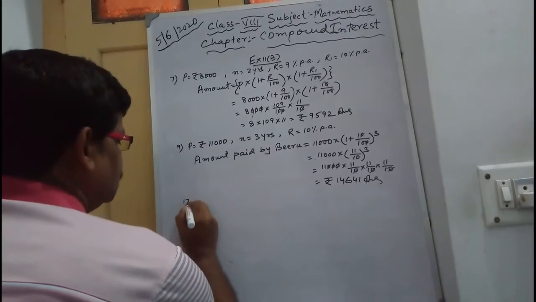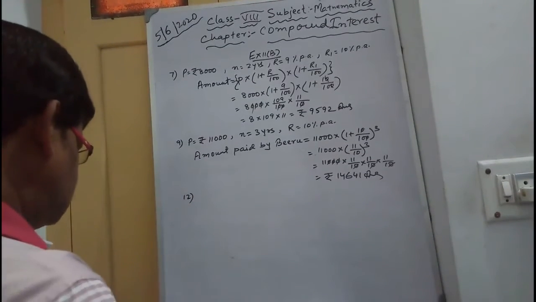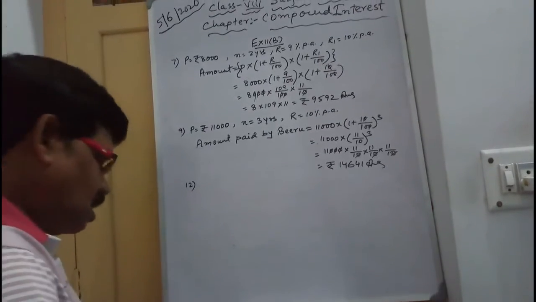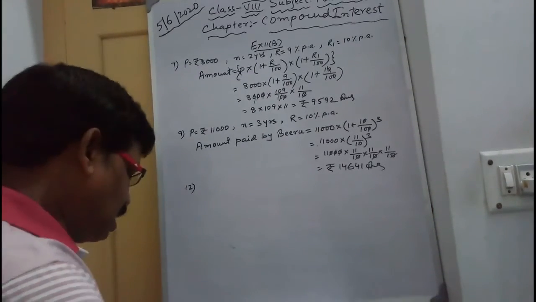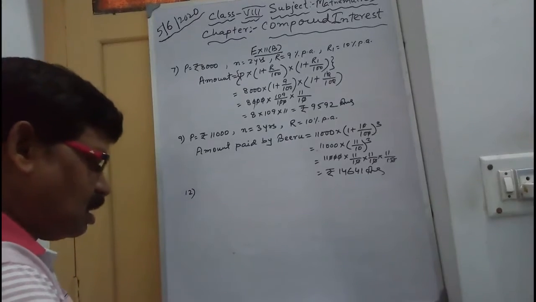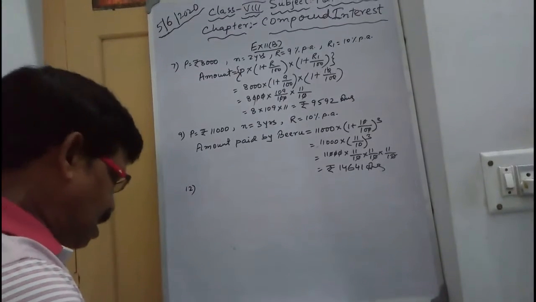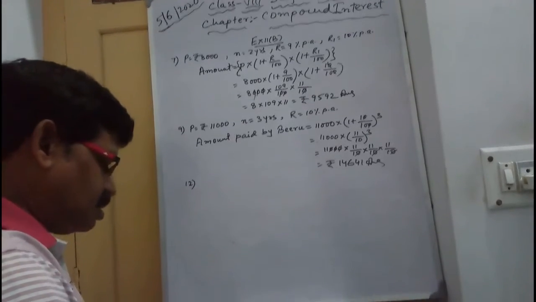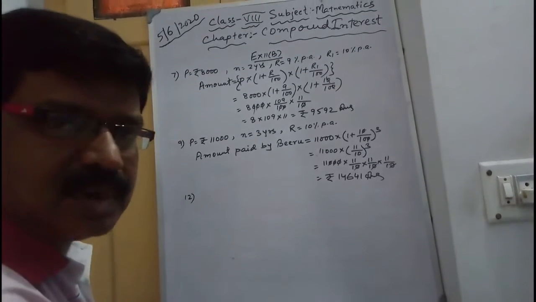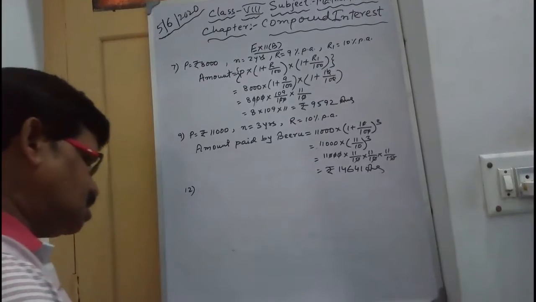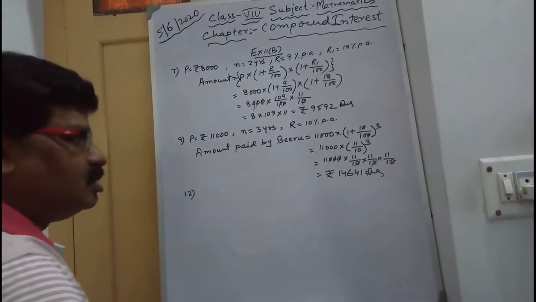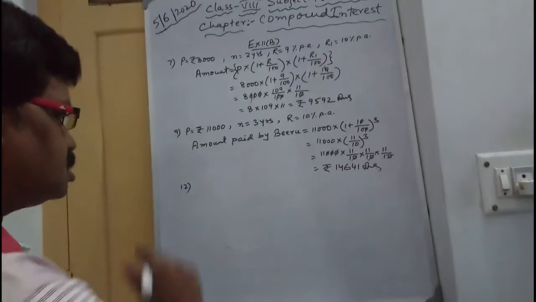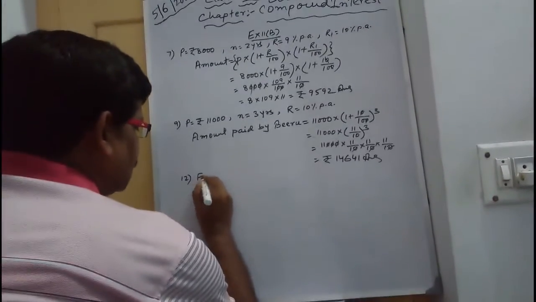Sum number 12. Abhay borrowed 16,000 at 7.1/2% per annum simple interest. On the same day, he lent it to Gurmeet at the same rate, but compounded annually. What does he gain at the end of 2 years? So you have to find the gain after 2 years. So first you find for Abhay.